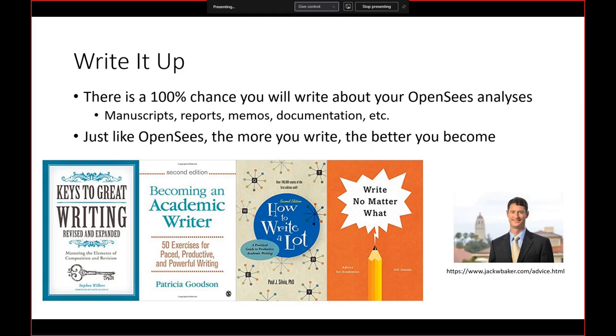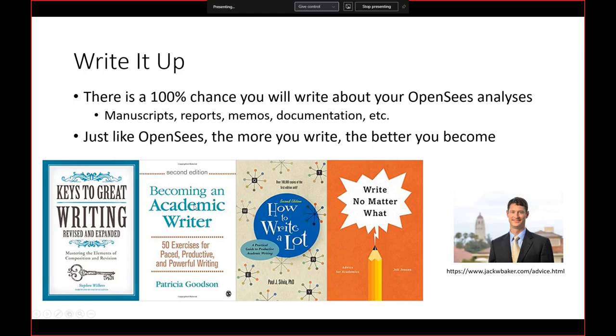Okay. So I started out bad at OpenSees, or G3, and got better at it. I started out as a bad writer, still a bad writer, but slightly better, maybe less bad is the best way to put it. But these are some books that have helped me with writing over the years. So in terms of writing mechanics, Keys to Great Writing by Stephen Wilbers is really good.